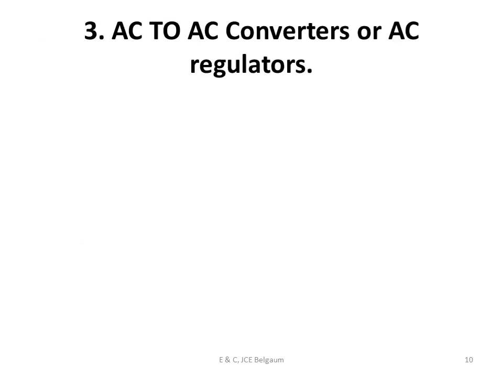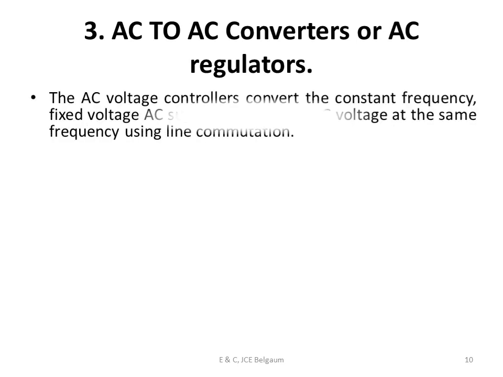Okay, so now let us move on with the next one, that is AC to AC converters or AC regulators. By the name itself, it tells us it converts AC to AC only. So what is the fun in converting AC to AC? Well, I'll be converting a fixed AC to a variable AC. So let us look at this particular thing. The AC voltage controllers convert the constant frequency fixed voltage AC supply into variable AC voltage at the same frequency as the input using line commutation. We'll talk about commutation; it is nothing but the switching off of the thyristor.